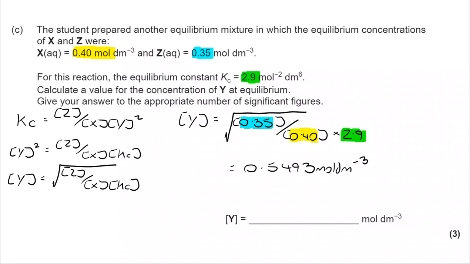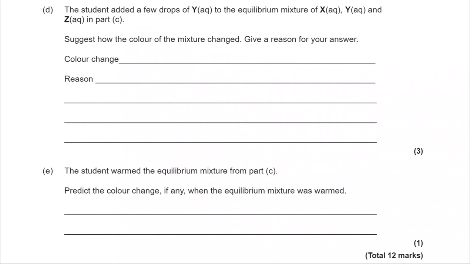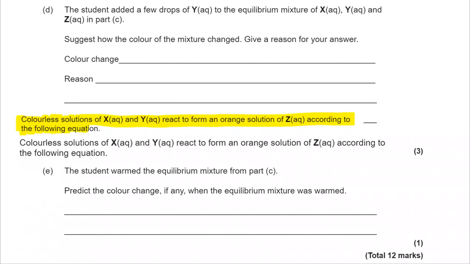We have been given data to the value of 2 significant figures, which means our answer should be rounded to 2 significant figures. Moving on to part D, students added a few drops of Y to the equilibrium mixture of X, Y and Z in part C. Suggest how the colour of the mixture changed and give a reason for your answer. I've added a little bit of information from earlier in the question. Colourless solutions of X and Y react to form an orange solution of Z. Now, what we're going to see here is it's going to darken, it's going to get more orange.